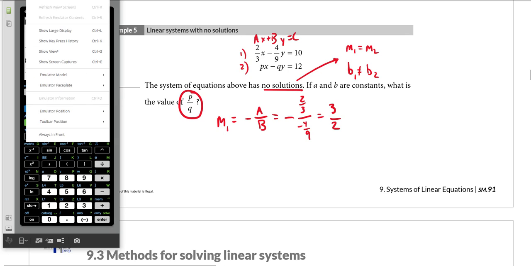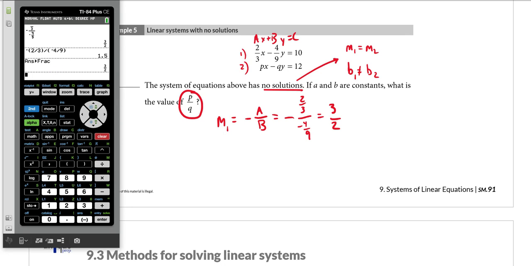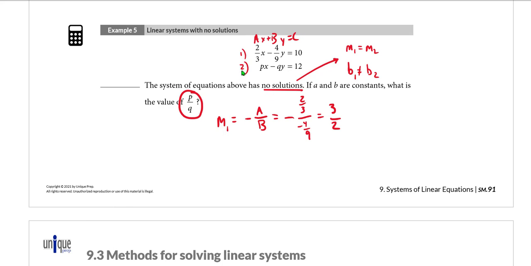In terms of where to go from here, we now need to deal with the slope of line 2, and the slope of line 2, very simply, is going to be, in this case, we've got a P in our A position, and we've got a negative Q in our B position, and therefore the slope of this line is P over Q.